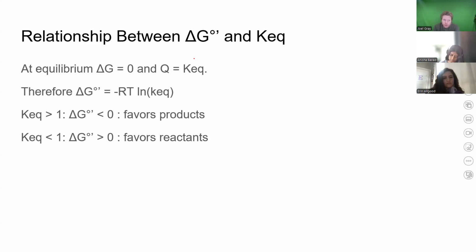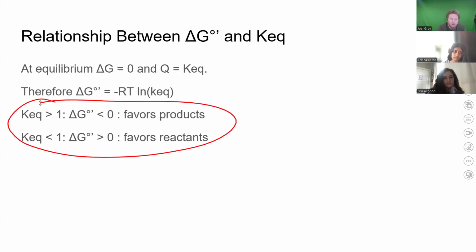KEQ less than 1, well, delta G naught prime is going to be greater than 0 and therefore favor your reactants. If there's an important thing for you to remember, it would be all of this right here. What does KEQ tell me in terms of favoring products or reactants, and what does it tell me in terms of delta G naught?